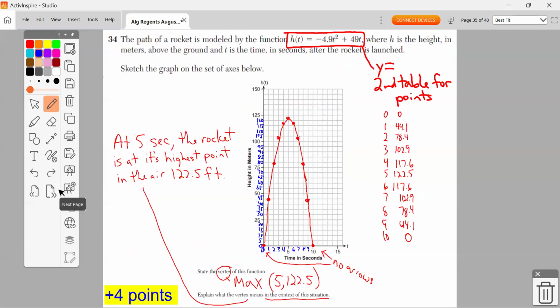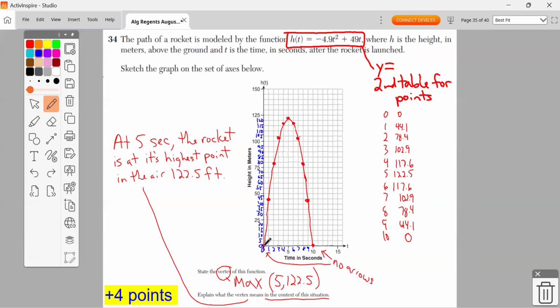In question number 34, another 4 credit question. The path of a rocket is modeled by that equation. Sketch the graph on the axes below. So all that you're going to do, h of t is just y equals. So type it into your y equals, second table for your points. Here's a rundown of what the points are. And I graph those points.